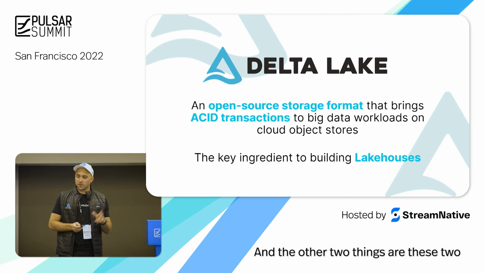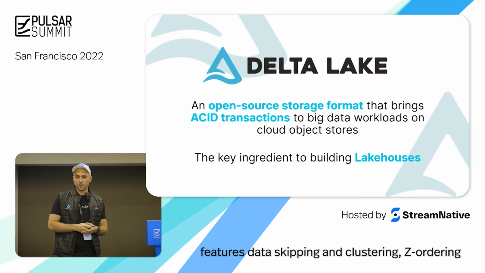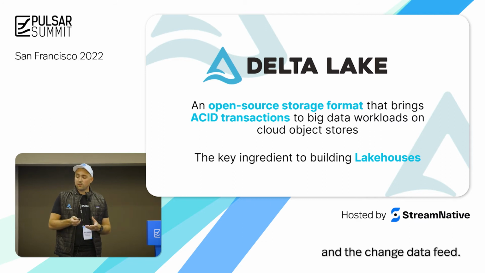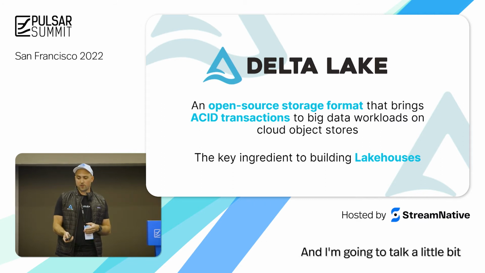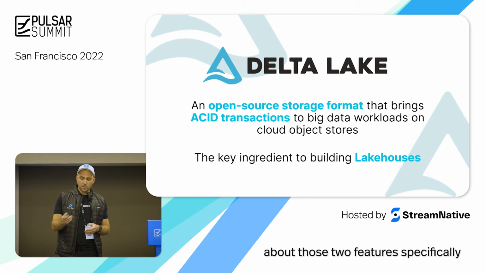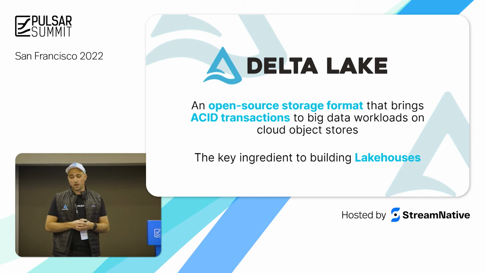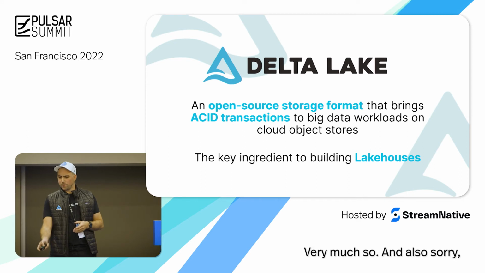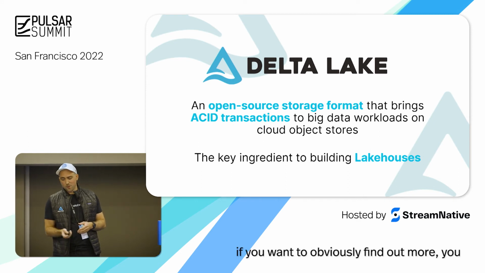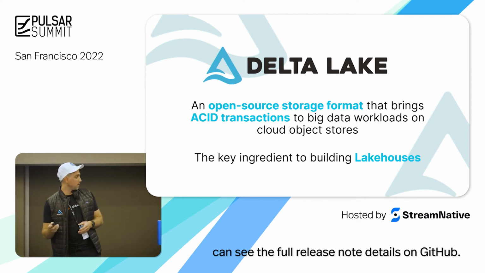And the other 2 things are these 2 features, data skipping and clustering, Z-ordering, and the change data feed. And I'm going to talk a little bit about those 2 features specifically because, like I said, they relate to enabling lakehouses very much so. And also, sorry, if you want to obviously find out more, you can see the full release note details on GitHub.